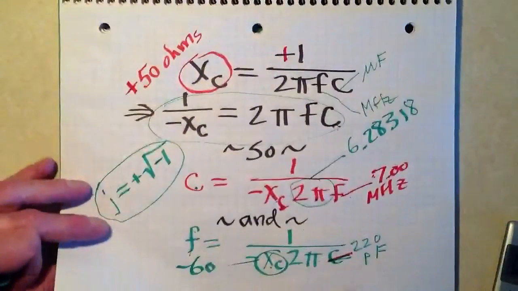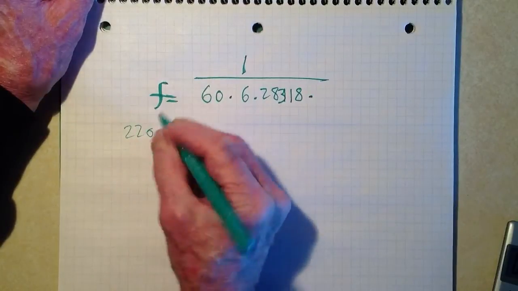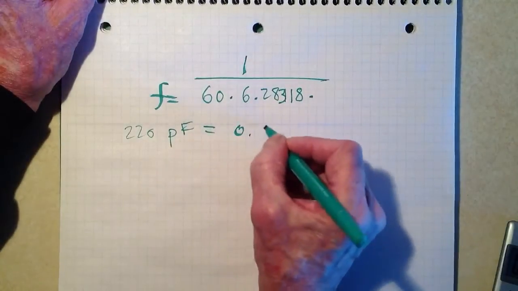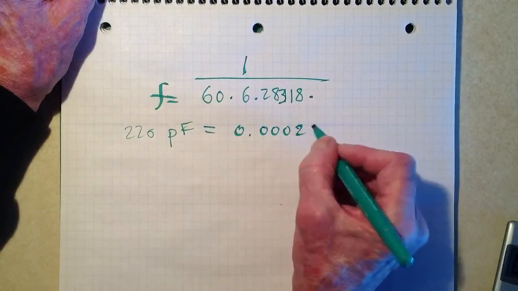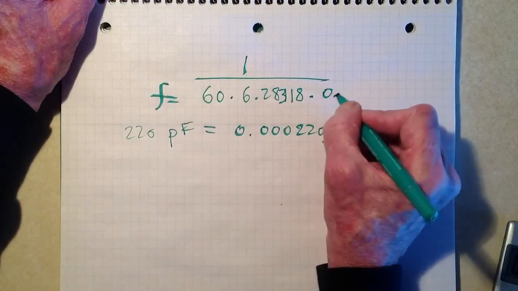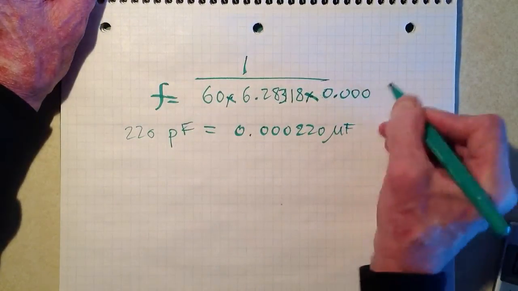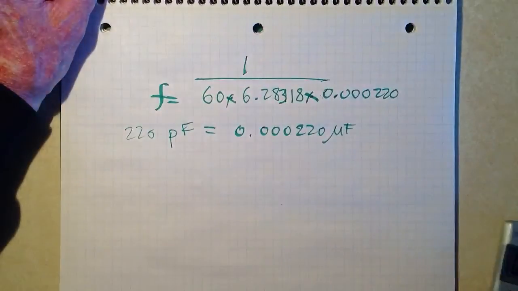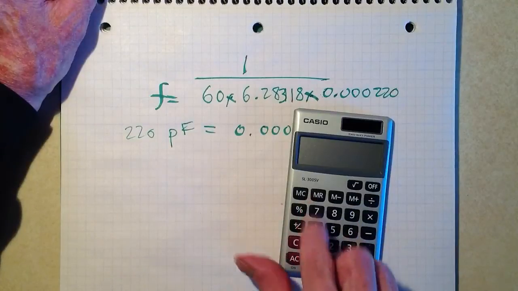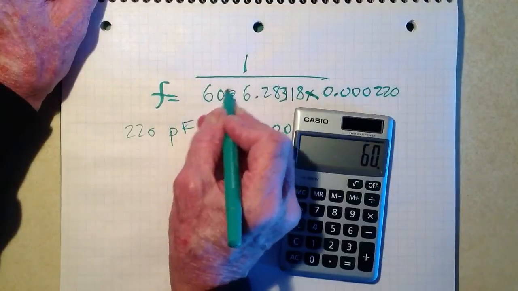Frequency equals 1 divided by minus a minus 60 times 6.28318 times the capacitance in microfarads. Well, 220 picofarads equals 0.000220 microfarads. So that's what we're going to use. Let's plug those values right in here, and hopefully we'll get a little bit more luck here. 60. I don't really need to put the 0 there.